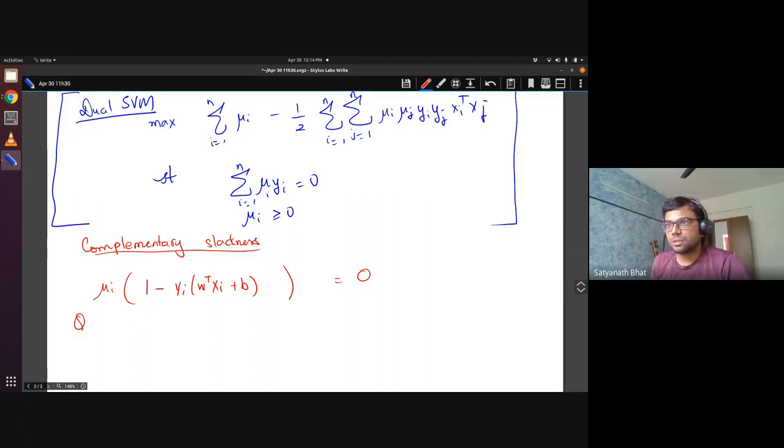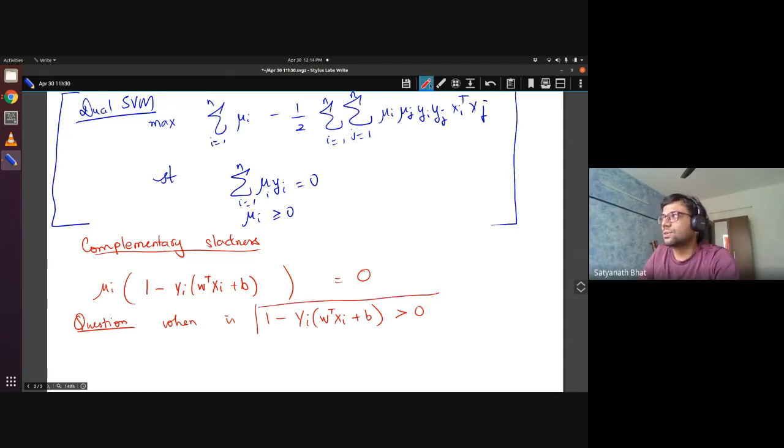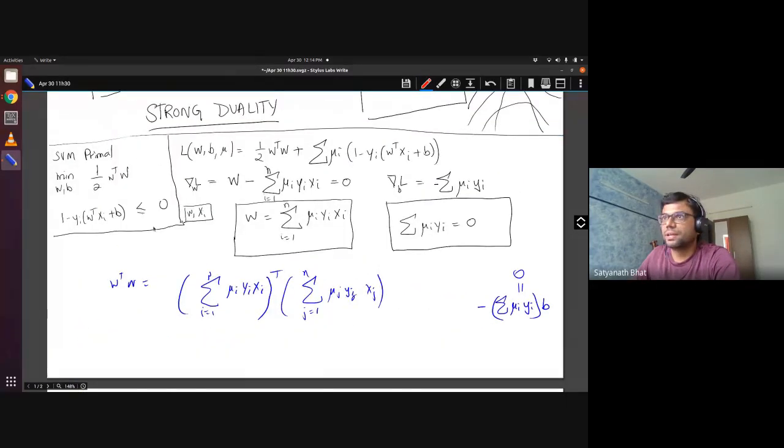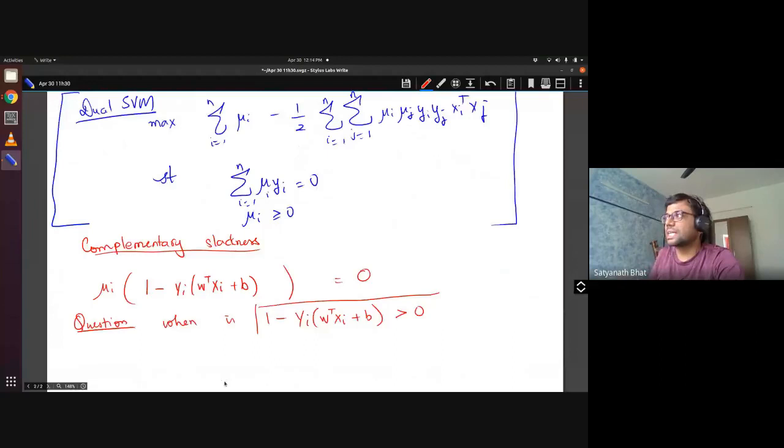Question: when is 1 minus yi times w transpose xi plus b strictly greater than 0? When is this happening? Greater than? No, it is not greater than, it is less than 0, right? The constraint is this way, right? So when is this strictly less than 0?